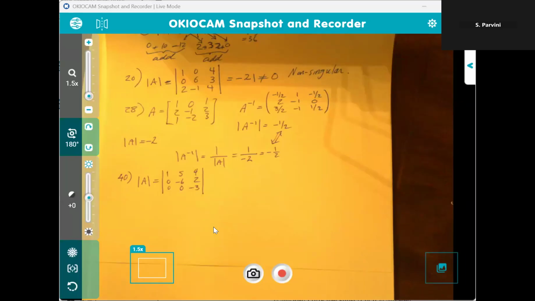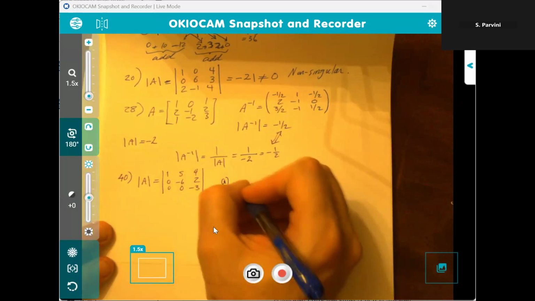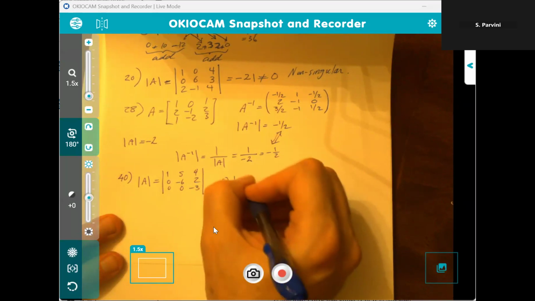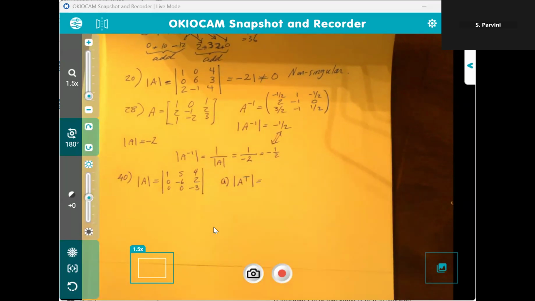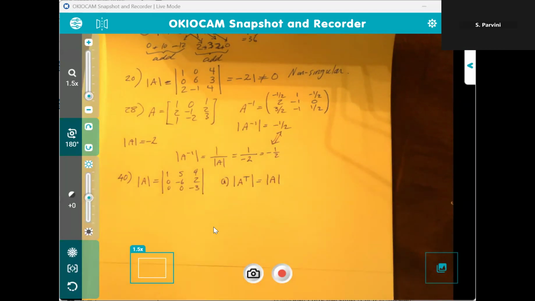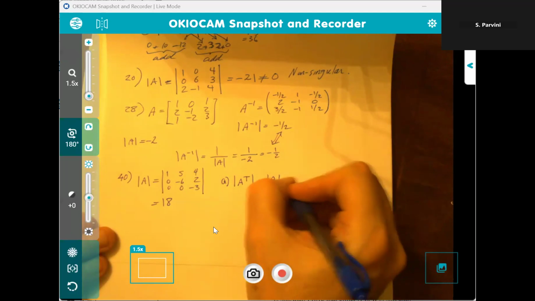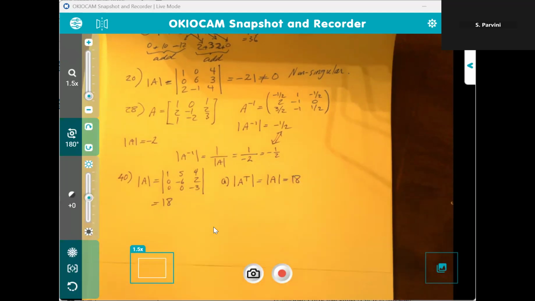All right. Now I'm reading from the book, folks. In part A, it says, find the determinant of A transpose. What do you think the determinant of A transpose would be? It's equal to that of A. Perfect. Thank you. Determinant of A. Remember, we had a theorem that said the determinant of A transpose and the determinant of A are the same. Oh, the determinant of A, I did, by the way, I got 18. So the A transpose, its determinant is 18.